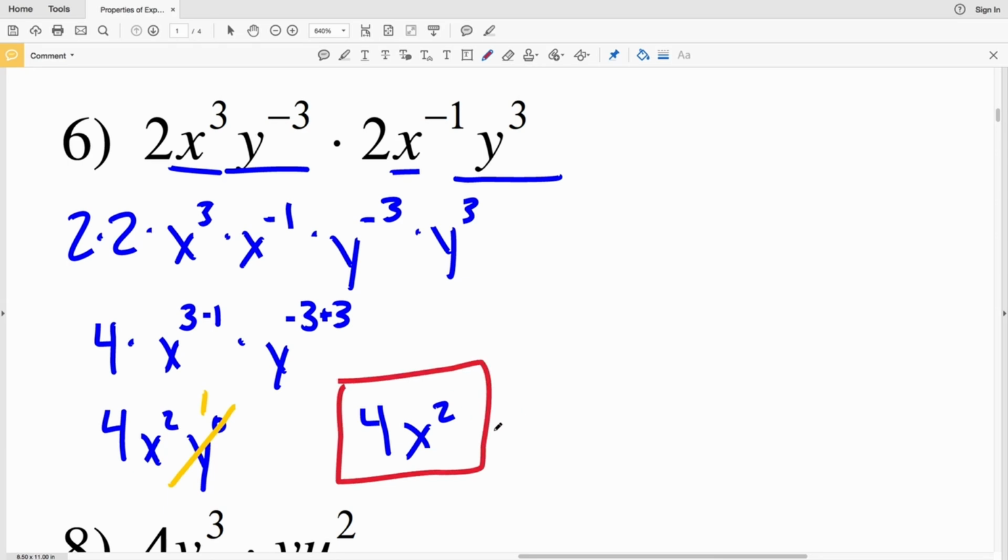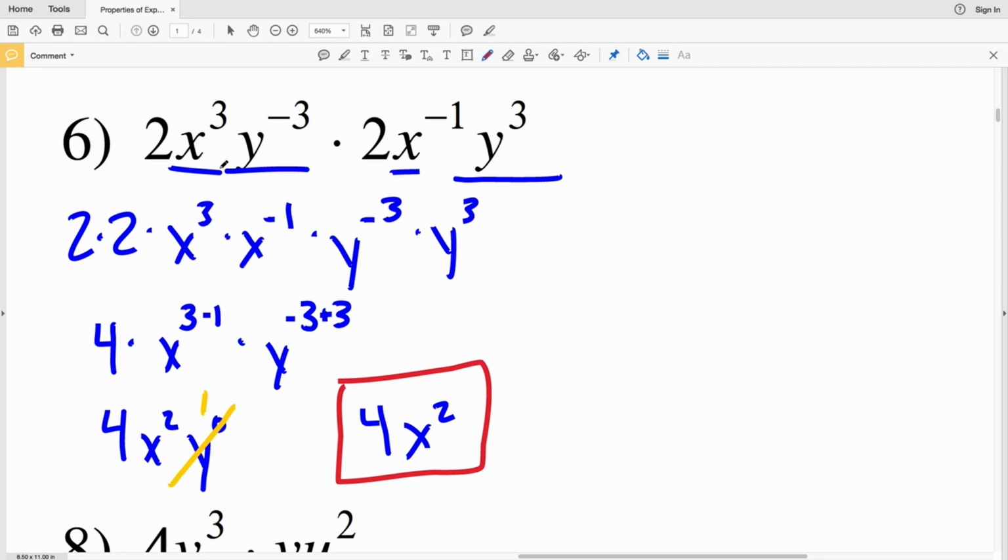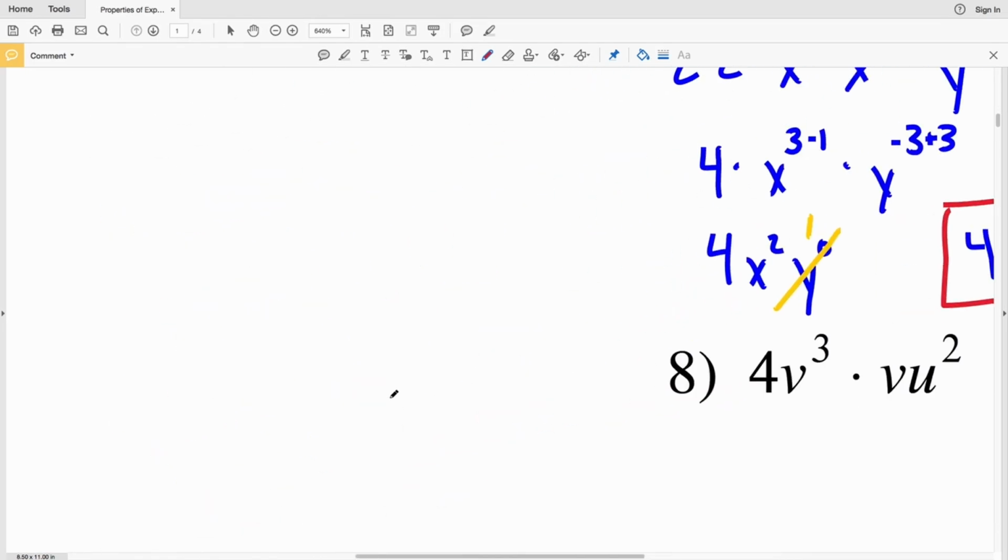And you can see why simplifying is important. The original in number 6, before it's simplified, is a lot more than 4x squared. If you notice, we were able to cancel out that other variable and put it in terms of one variable, since the exponents when added together equal 0. Therefore, simplifying is very important when dealing with exponents.